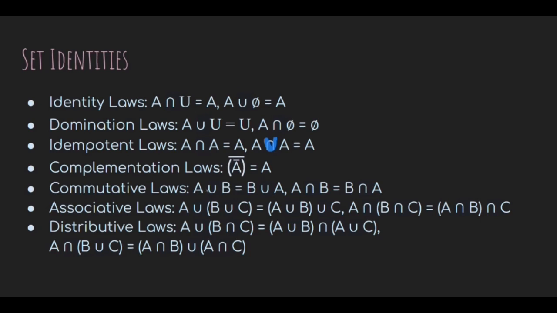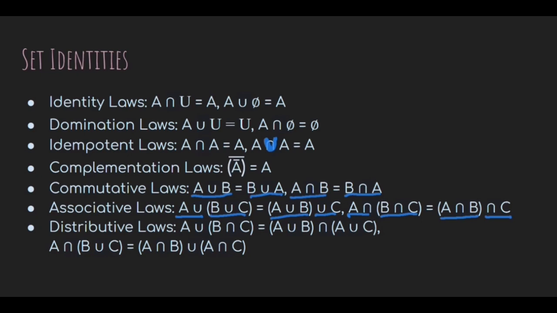And the commutative laws, A union B is the same as B union A, and A intersection B is the same as B intersection A. And that's pretty much common sense. The associative laws. A union B union C is the same as A union B union C, because you're merging everything together. A intersection B intersection C is the same as A intersection B intersection C.